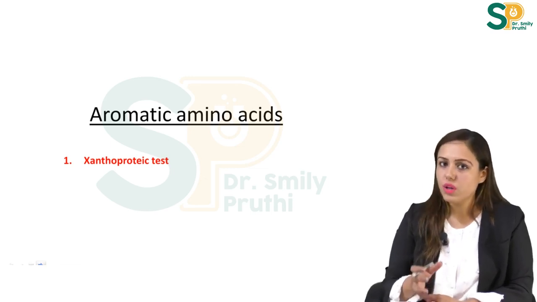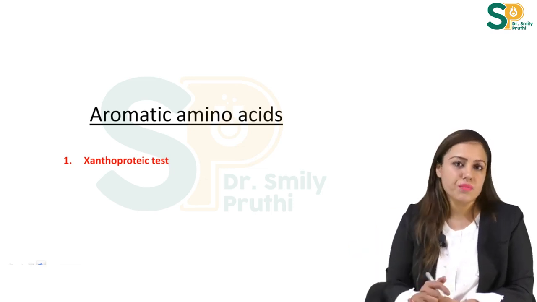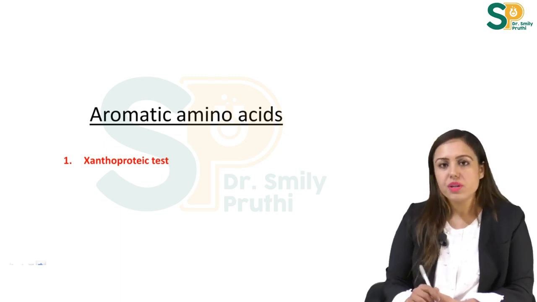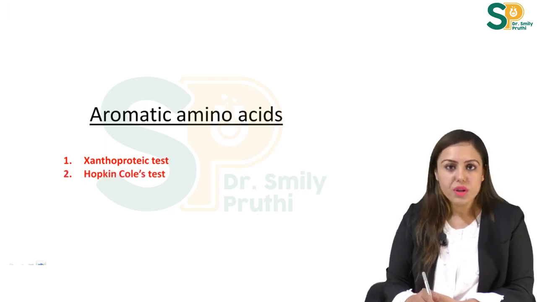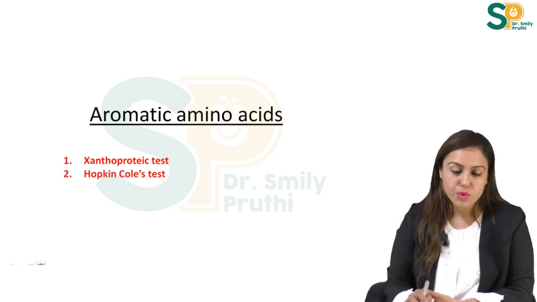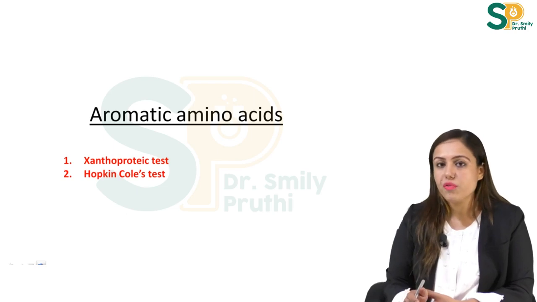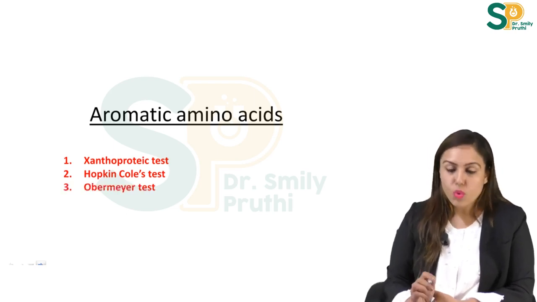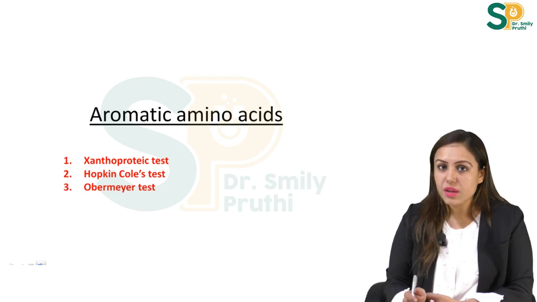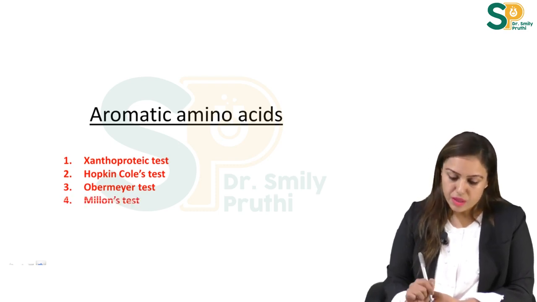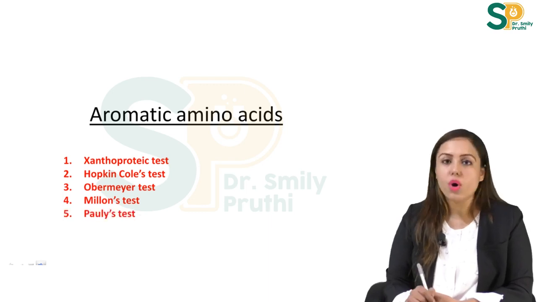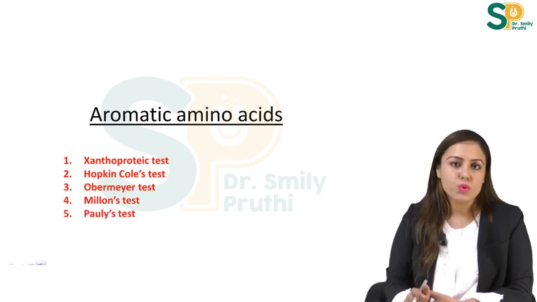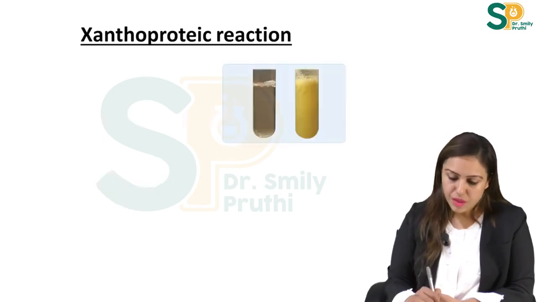So here I am going to list all of them, then I will be taking them one by one. Xanthoproteic test, which is for all the aromatic amino acids. Then Hopkin-Coles test for tryptophan, for the indole group of tryptophan. Then Obermeyer test for the indican group of tryptophan. Then Millon's test for tyrosine, and Pauly's test for tyrosine and histidine. Okay, so let's take them one by one.